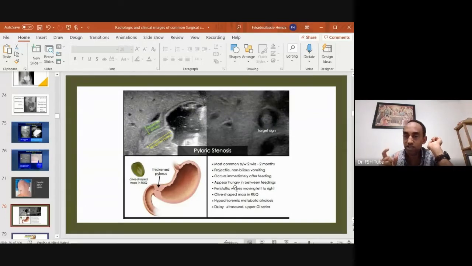So you have to ask the mother what happens immediately after he feeds: he throws up. It's projectile. And you may find a mass, an olive-shaped mass in the right upper quadrant, when you palpate on physical examination. The complication is that due to the vomiting of gastric acid, they may develop hypochloremia, because they lose hydrochloric acid, and they will have metabolic alkalosis because they are losing acid. Ultrasound can diagnose it, or an upper GI series can diagnose it.